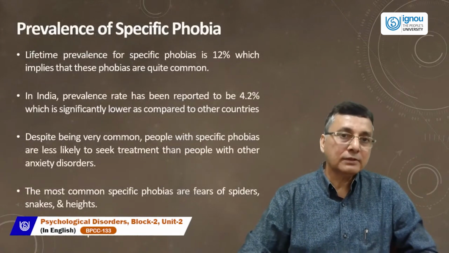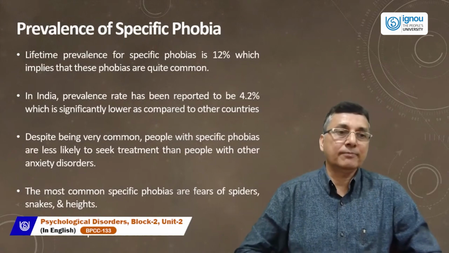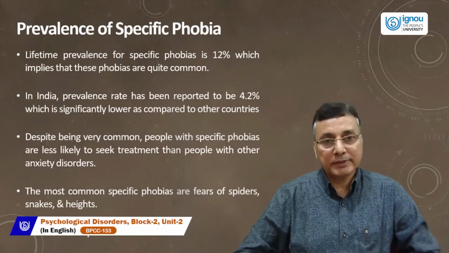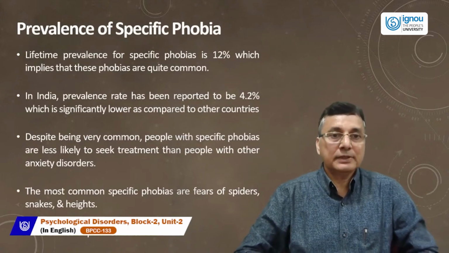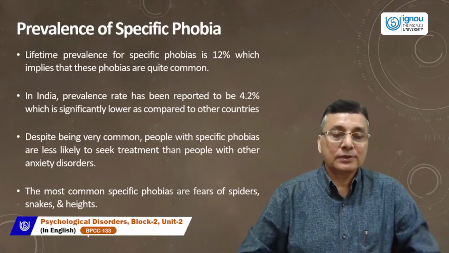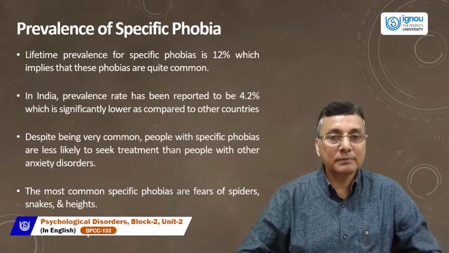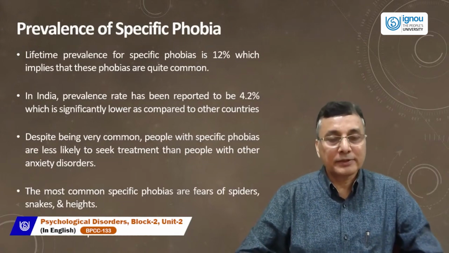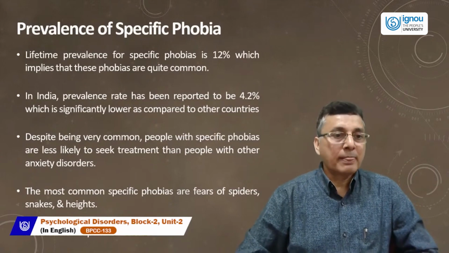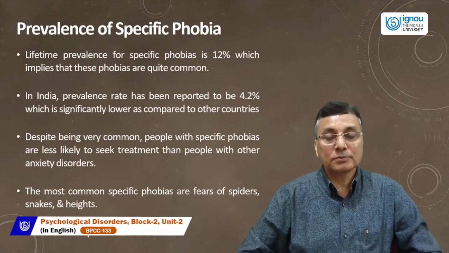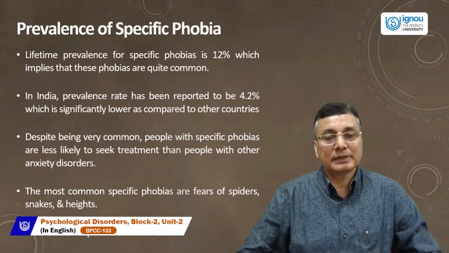Let us see the prevalence of specific phobia, meaning how commonly it is seen in society. The lifetime prevalence for a specific phobia is around 12%, which implies that these phobias are quite common. If we consider the prevalence in our population, more than 13 or 14 crore people are suffering from phobias. In India, the prevalence rate has been reported to be 4.2, which is significantly lower as compared to other countries.